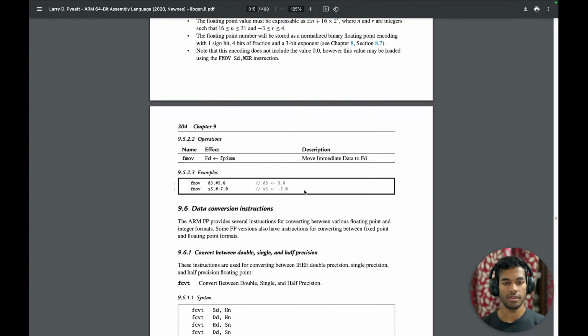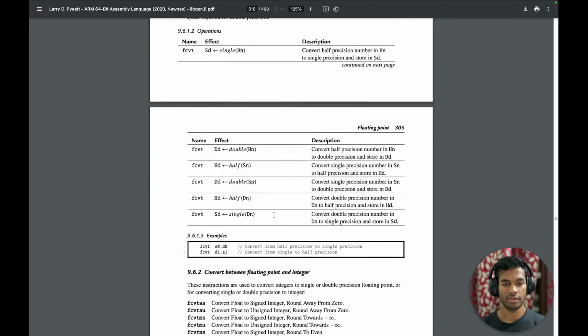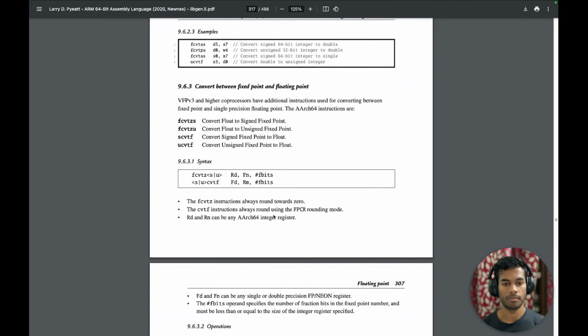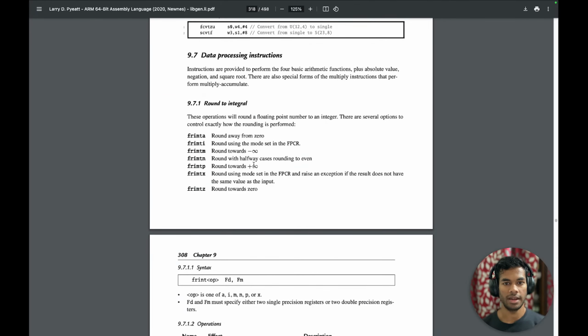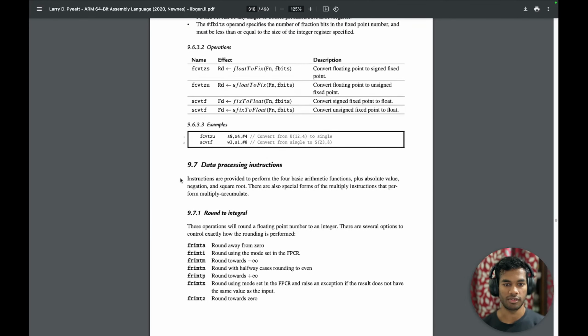We did data movement instructions, now data conversion instructions, and then data processing instructions are the next big thing. Instructions are provided to perform four basic arithmetic operations plus absolute value, negation, and square root.